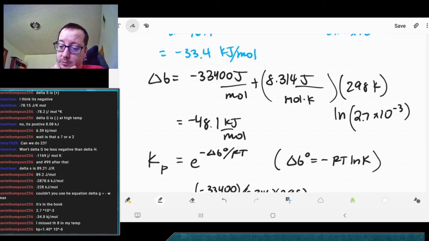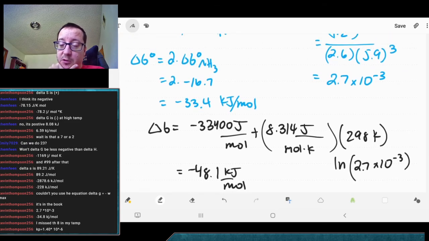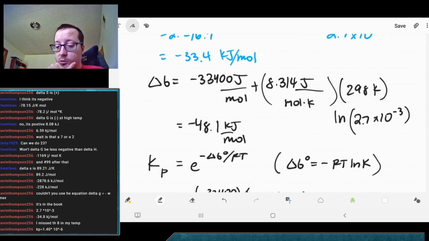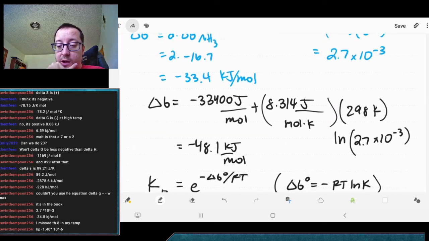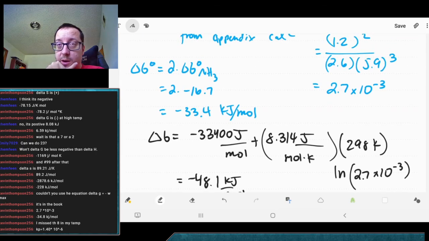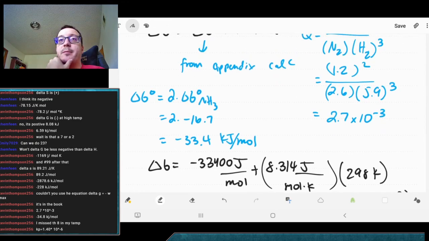If we look at Q, we can see Q is going to be greater than K in this case. So our reaction is going to probably go to produce more reactants, right? So we're going to be working with that.